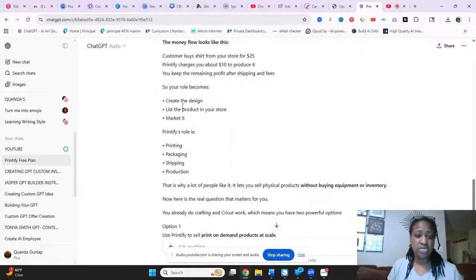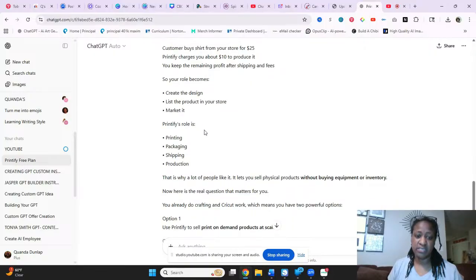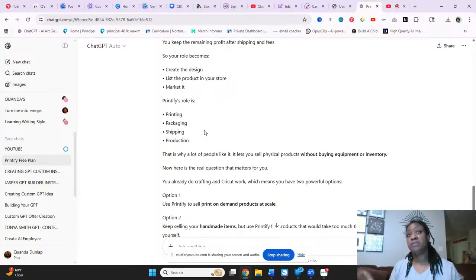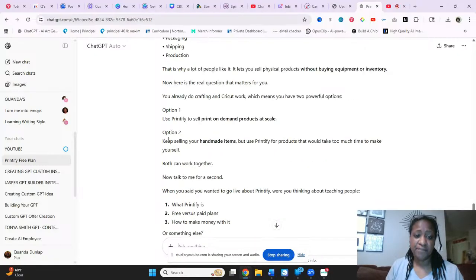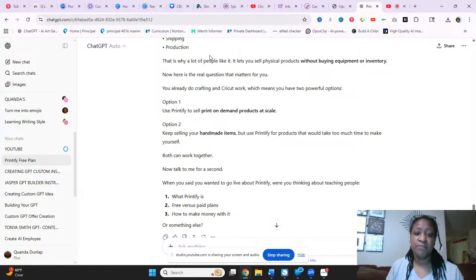So your role becomes create the design, list the product in your store, market it. You still got to market it because you got to direct people to your product, right? Okay, so Printify's role is it prints it, packages, ships it, and then production. Okay. That is why a lot of people like it. It lets you sell physical products without buying equipment or inventory.